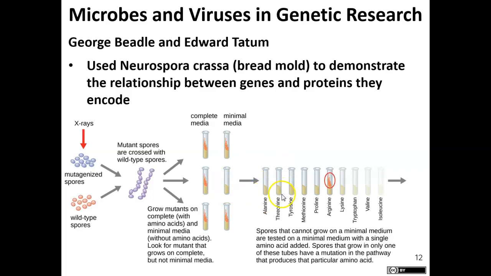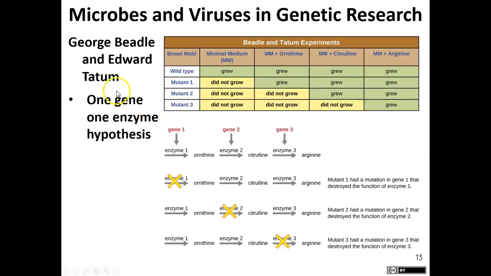Nothing happens. Threonine, nothing happens. Tyrosine, nothing happens. But when they got to the arginine, they were like, oh, this bread mold has some mutation within the arginine production pathway. And in that, they were able to then grow the mold specifically with the arginine. And so this actually led to the one gene, one enzyme hypothesis. So now they were at this idea that one gene produces one enzyme.